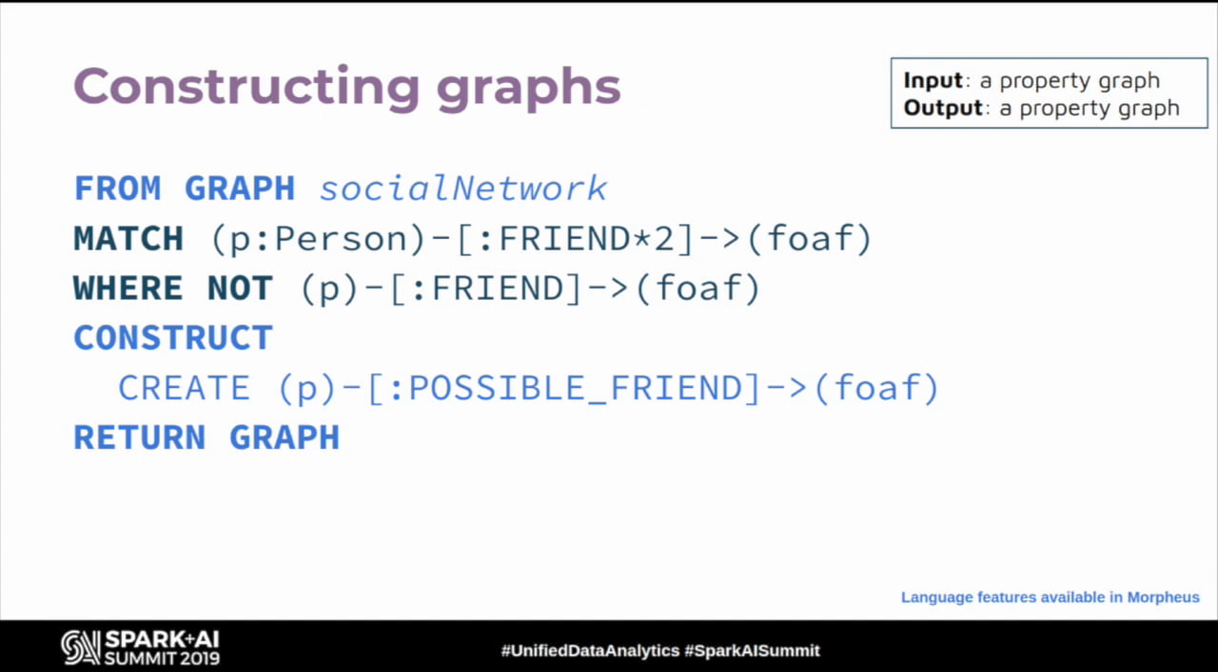and that means they could be a possible friend of mine. And the construct statement that we see at the bottom of the query allows us to create a new graph based on the information we get from the previous part of the query. So here we create new relationships between the person and the friend of a friend, and we call that relationship type possible friend, and return that graph, and now we can operate another query on top of that graph. Basically do, for example, an aggregation to count how many possible friends a person has.